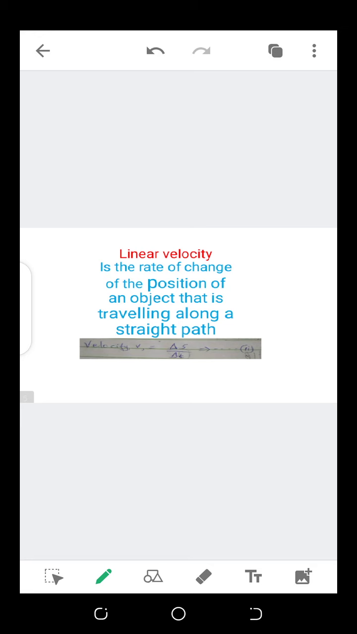Take note also that in linear velocity, the object or the body is moving in a straight path, whereas in angular velocity or in circular motion, the body or the object is moving in a curved or round path, in a circular path. Now, in linear velocity, we can represent it that way, that the velocity, we're going to use letter v in this case to represent the velocity, that's linear velocity.